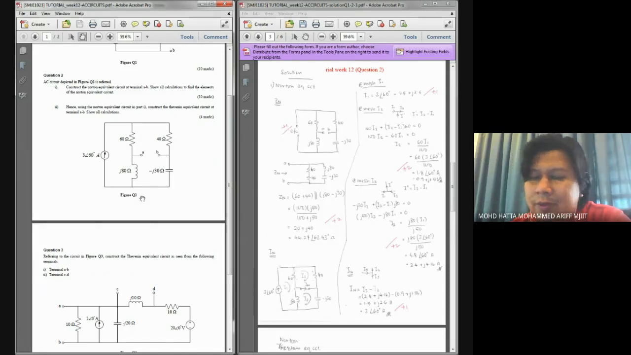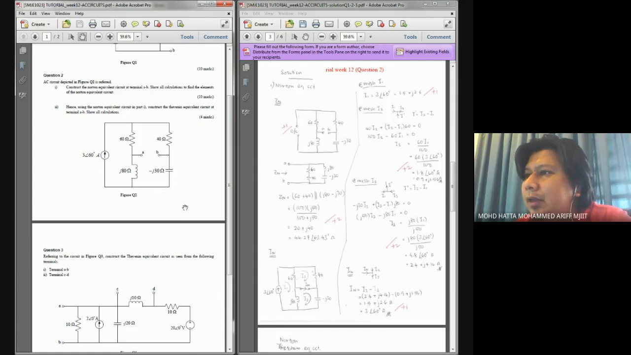Basically, this is also a very famous question where we have a bridge connected circuit. If you look at the example that I gave you last Tuesday, we had a voltage source over here. In this question, we have a current source. The only difference between those two is the sources given in the question. However, the way we calculate the solution is about the same.